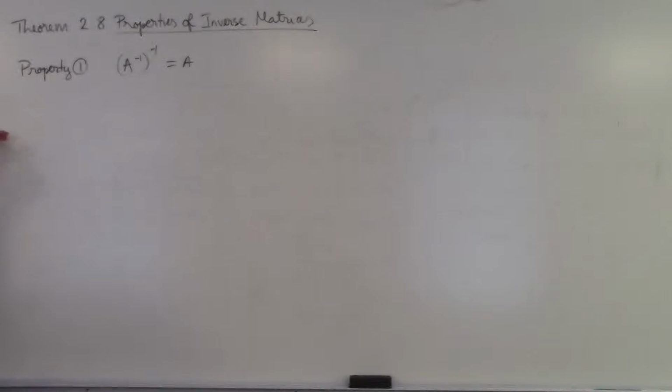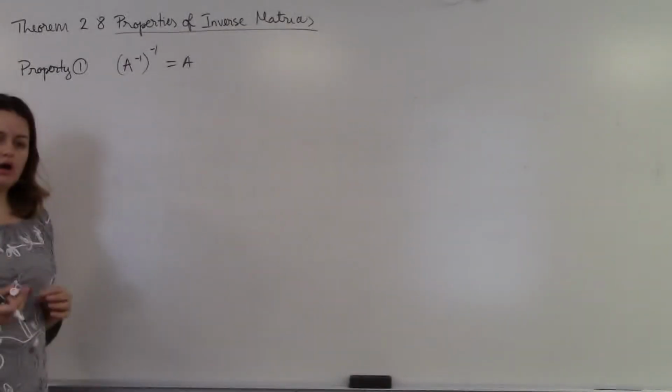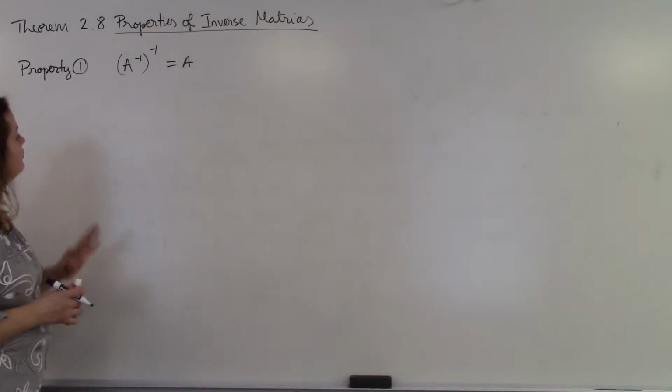All right, so theorem 2.8 has a bunch of properties of inverse matrices. And one of them is that the inverse of the inverse equals the matrix itself. Now, in this theorem, we are to assume that A is invertible. So let's see, how would we proceed?